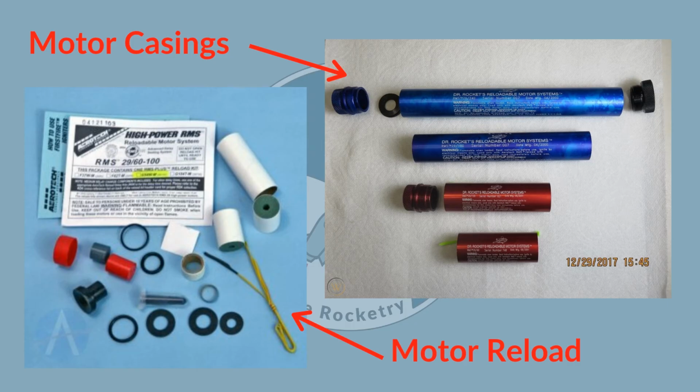One of the most commonly used H motors that I'm familiar with is the H128-14W, which is an RMS motor by Aerotech. And that is a reloadable motor system motor, and you can get the case and the propellants for about $100. But every time you use it, you only have to pay for the $25 motor propellant refill, which I think is a great deal and a good consideration.